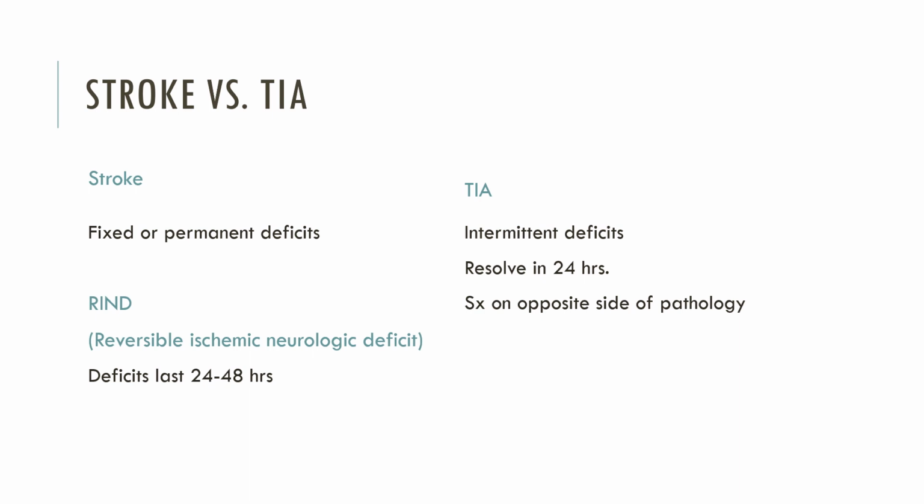Then there's another pathology called RIND. RIND is reversible ischemic neurologic deficit, and it kind of falls in between the stroke and the TIA. In this, you have those same type of stroke symptoms. They last longer than the TIA's 24 hours. However, they resolve themselves within about 48 hours typically. Now, TIA and RIND are both indicators that a stroke may be coming. There's something in there causing the reduction in blood flow, which is leading to these symptoms.